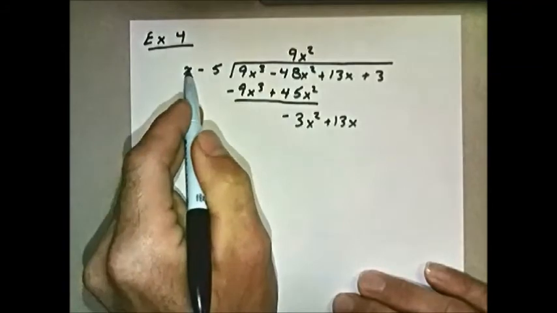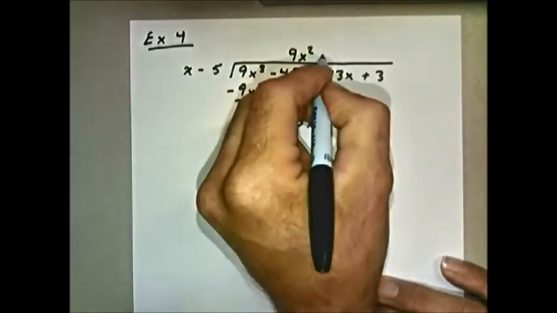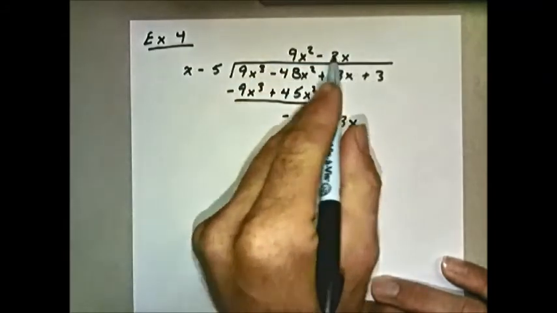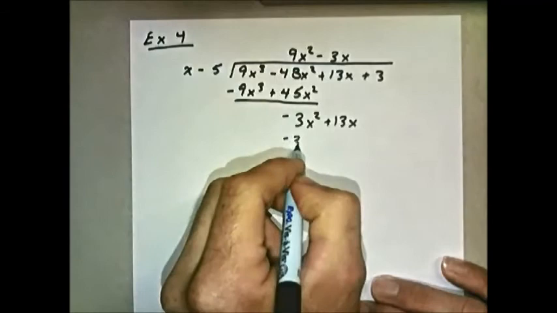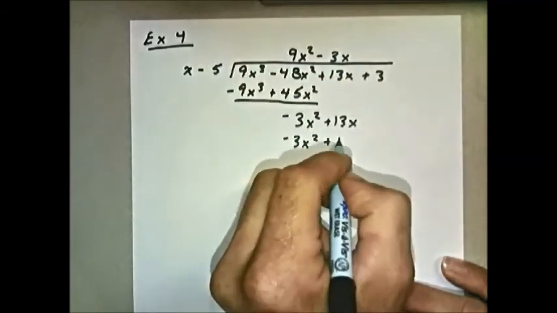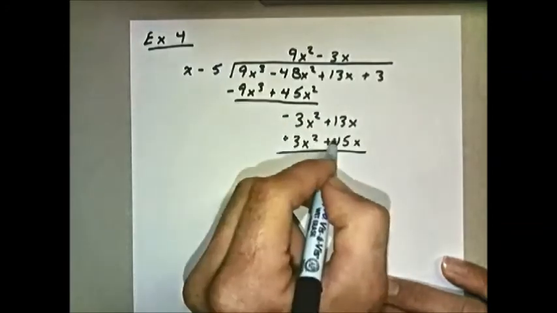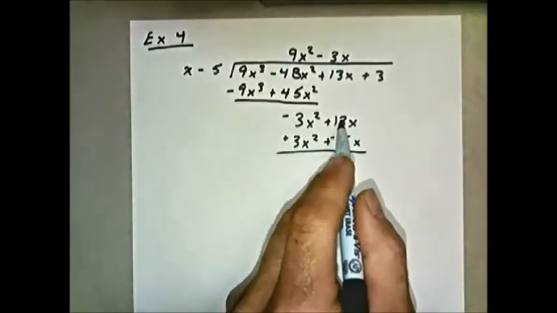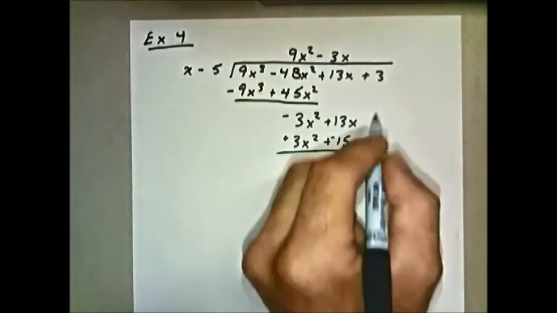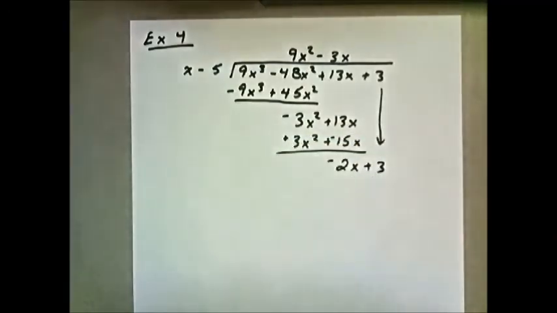Same question. X times what is negative 3x squared? And that answer is negative 3x. Negative 3x times x is negative 3x squared. Negative 3x times negative 5 is a positive 15x. Change the signs. 13x minus 15x, we end up with negative 2x. Bring down the 3 plus 3.